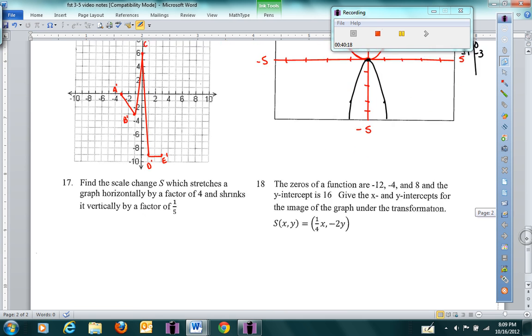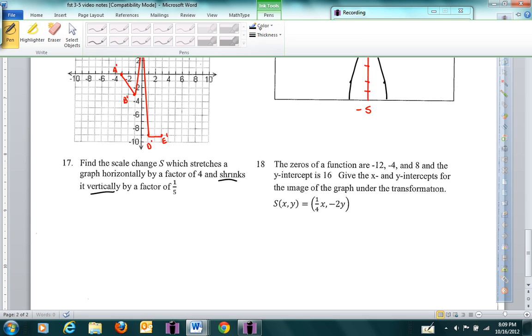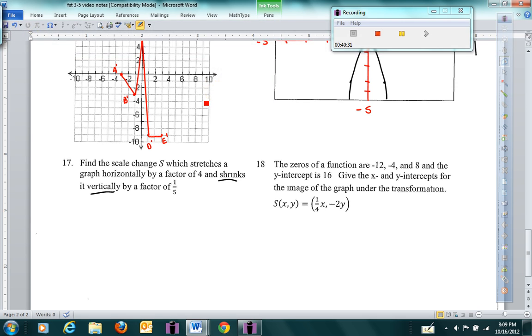All right, and the last two problems. Let's define the scale change which stretches a graph horizontally by a factor of 4 and shrinks it vertically by a factor of 1/5. So again, we have to identify the A and the B, and they don't have to be in English when you type this up, or when the book types it up. They don't have to come always in the right order. So anything horizontal is your A, anything vertical is your B, but they could switch them up.